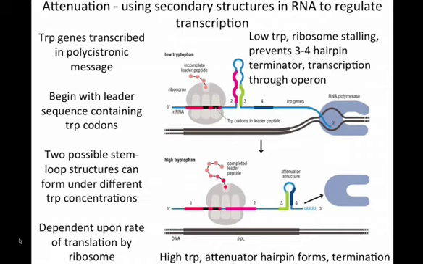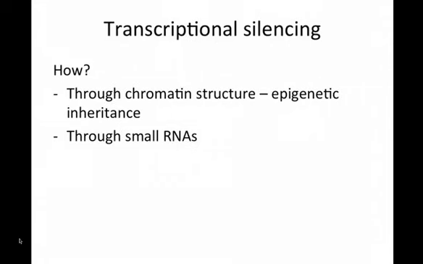Okay. So either way, what it's really doing is it's either an attenuator hairpin or not. And so attenuation is going to kick off RNA polymerase, and this other stem loop is going to basically prevent that attenuator from forming, allowing transcription to occur. Okay? Okay. Transcriptional silencing. So how does this happen? Through two major ways. One we've talked about a fair amount is chromatin structure.